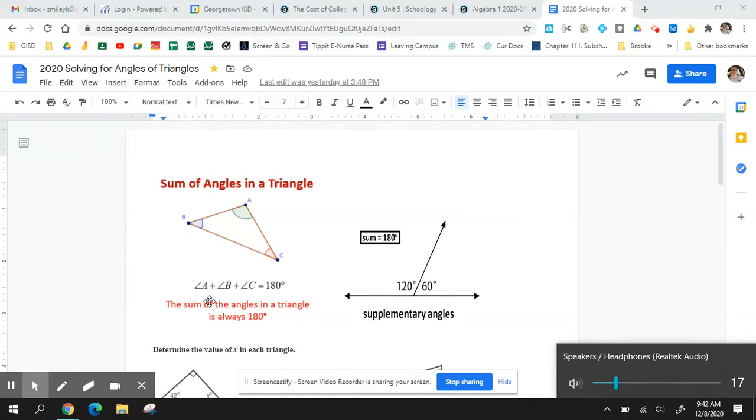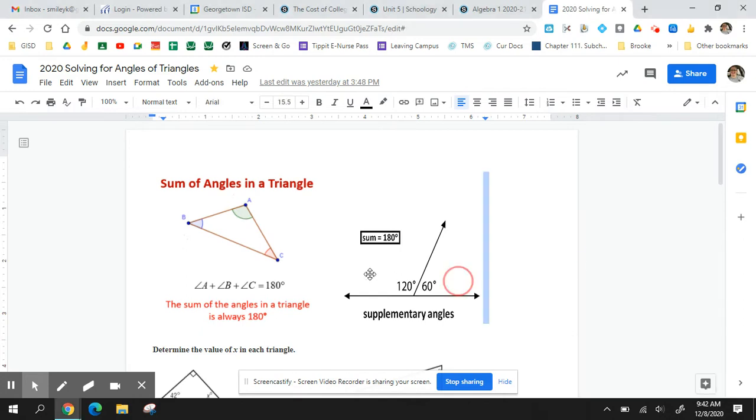Everyone. Today we are going to look at the sum of angles in a triangle and finding the missing angle if it's asking you for it. So a quick little refresher: all the angles inside of a triangle, and you can look at this picture here, all of them add up to 180 degrees, always.